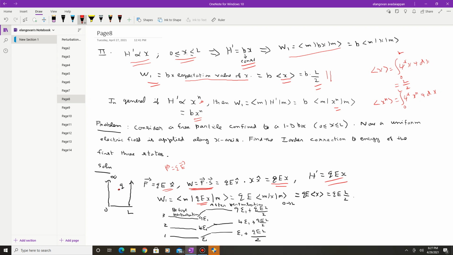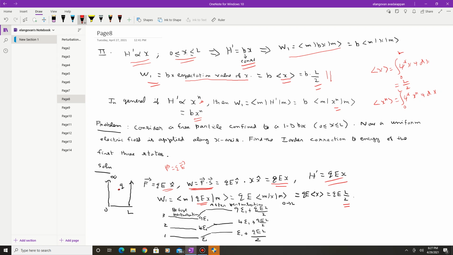Now let us evaluate this expectation value of x between the limits 0 to L. For the one-dimensional well problem, this expectation value is already calculated as L by 2. So if you remember the value, you can directly write down the expression, and you can do the problem much quicker.